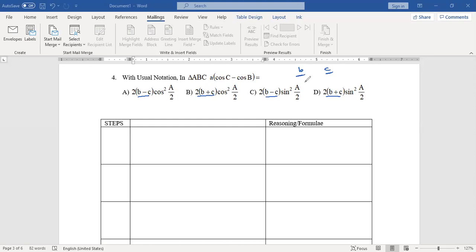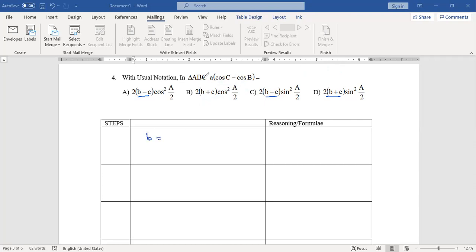Which rule will you come across that? B should be there, this term should be there. C should be there, this term should be there. Which rule has got that? Sine rule. Cosine rule has got. Sine rule has sine in it. There is no sine in our answer. Projection rule doesn't have both. Look at this. Yes, sir, it has, sir.